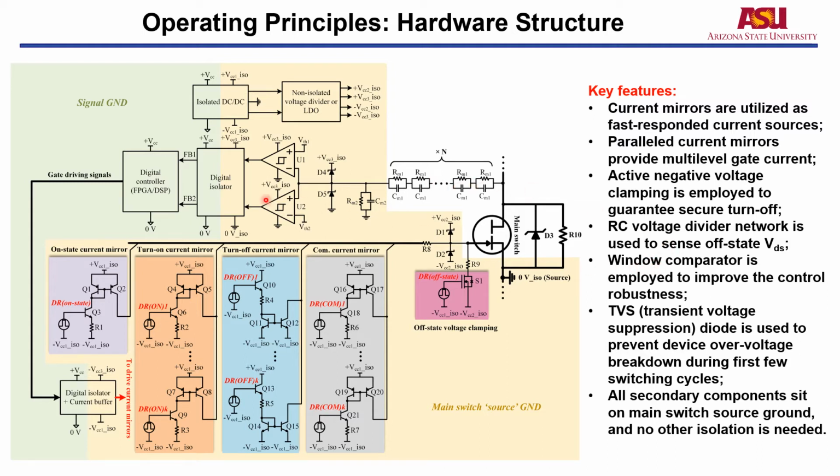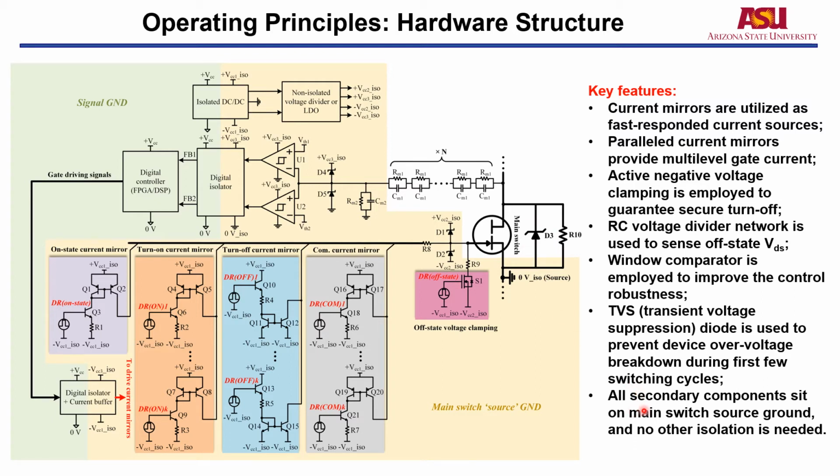Next, the window comparator is used to improve the control robustness because the window comparator has 2 thresholds. So whenever the sensed voltage is within the 2 thresholds, we do not take any action for the control. So it is very robust. The TVS diode is used to prevent the device overvoltage breakdown during the first few switching cycles. The TVS diode is shown here as D3.